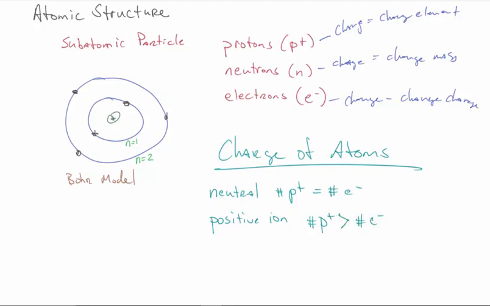And if we have a negative, let me change colors here. If we have a negative ion, the number of protons is less than the number of electrons.